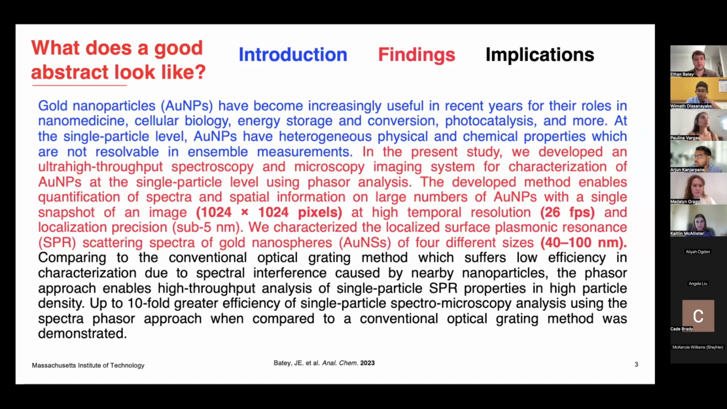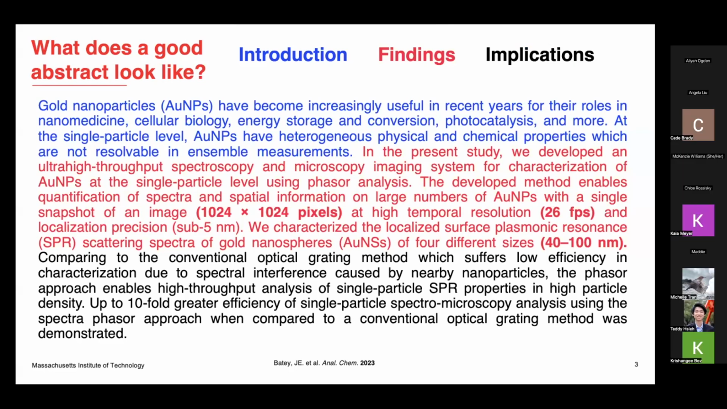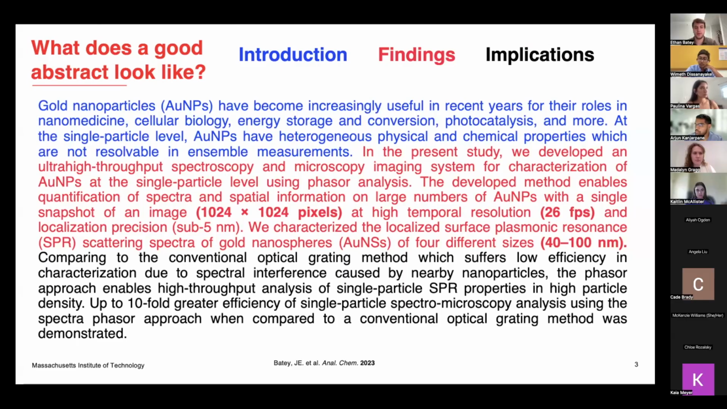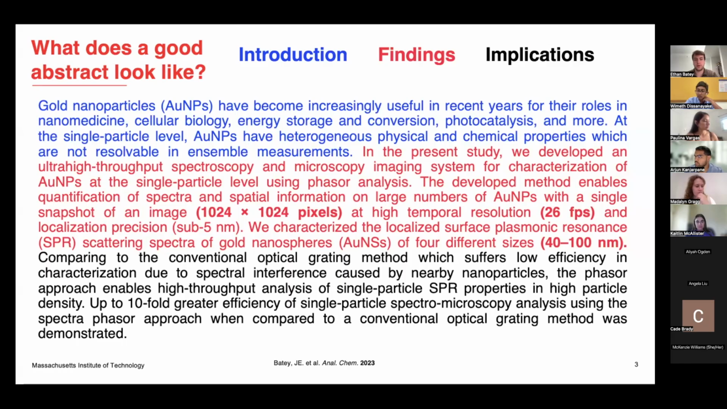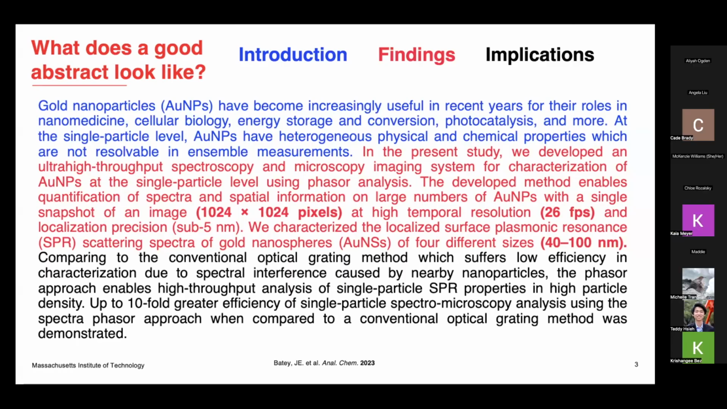And then lastly, we have implications. After the authors wrote about the findings, they move on to implications and say, comparing to conventional optical grading methods, which suffer low efficiency in characterization due to spectral interference caused by nearby nanoparticles, the phasor approach enables high throughput analysis of single particle SPR properties and high particle density. Up to 10-fold greater efficiency of single particle spectral microscopy analysis using the spectral phasor approach when compared to a conventional optical grading method was demonstrated.